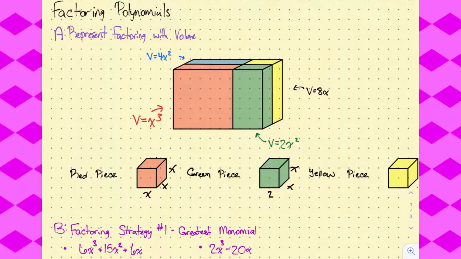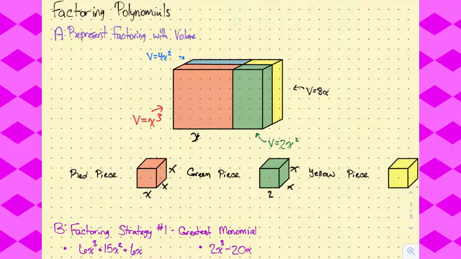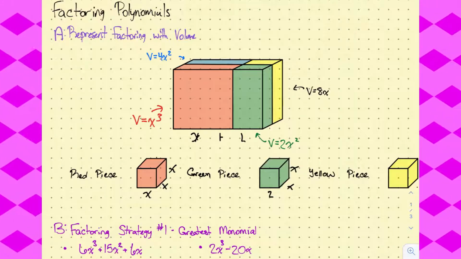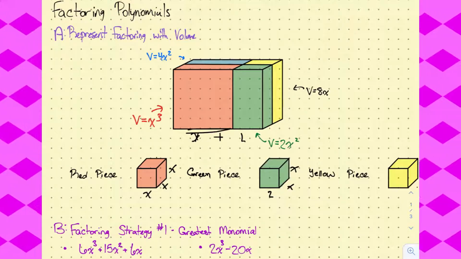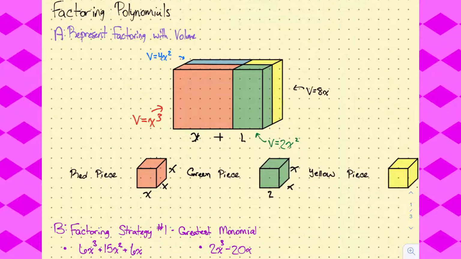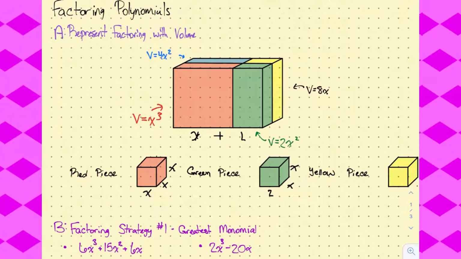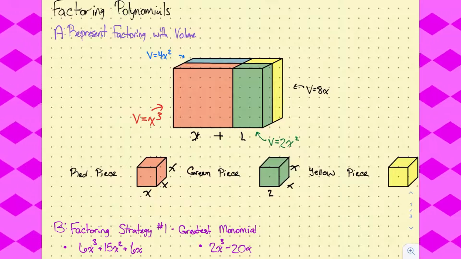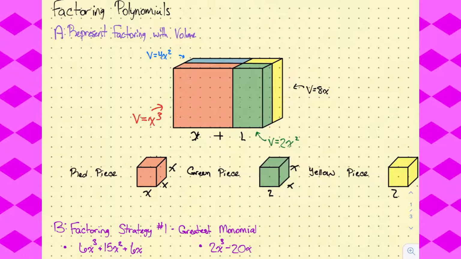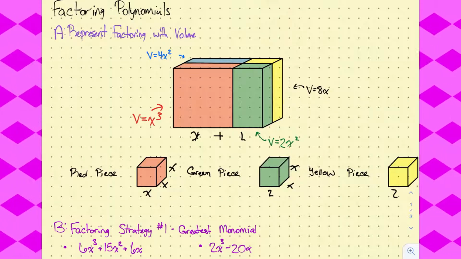So ultimately what we've shown is that the width of the red piece of the cube is x, the width of the green piece is 2, so the width of the whole rectangular prism is x plus 2. We can use a similar relationship from the green piece to find the dimensions of the yellow piece. The yellow piece shares its width with the green piece, so the width has to be 2. It shares a height with the green piece, so the height has to be x.